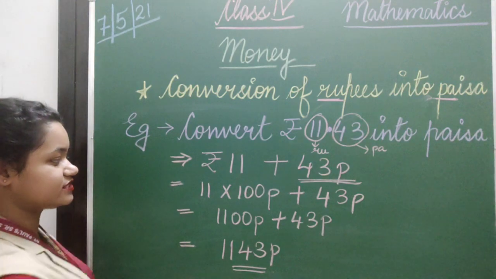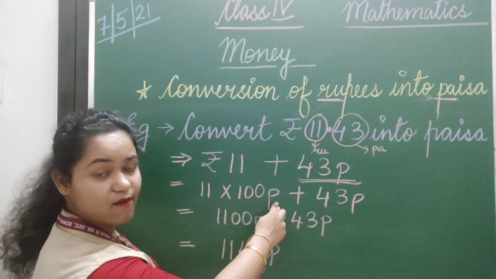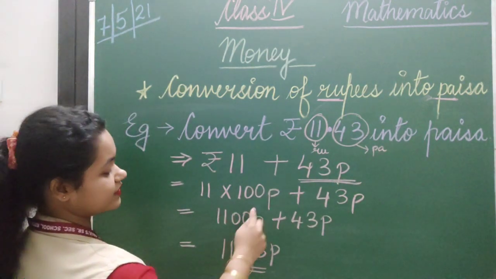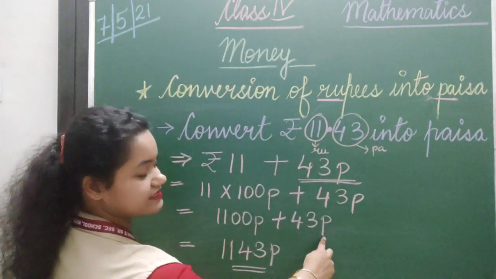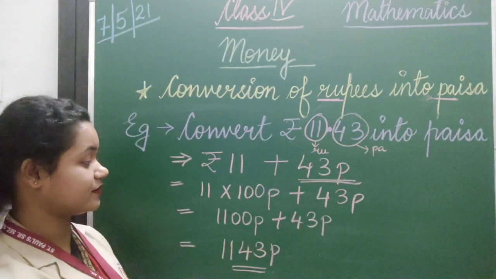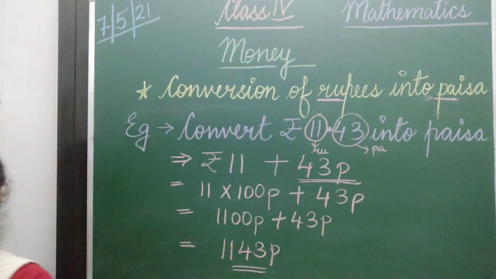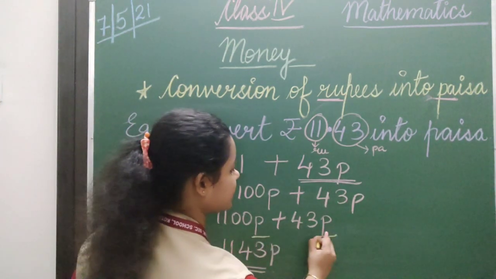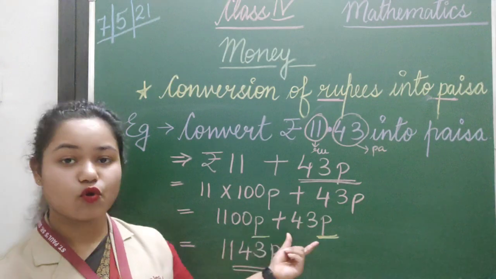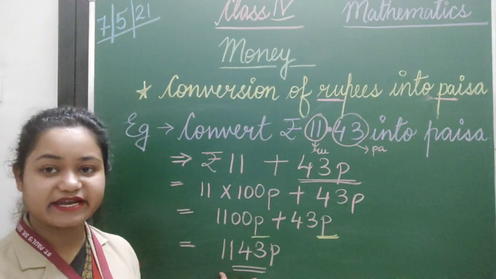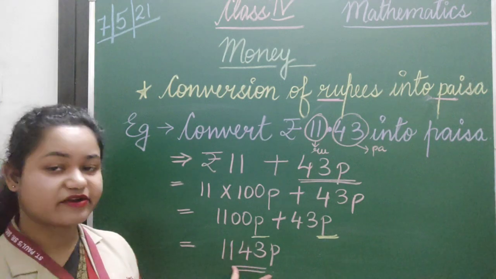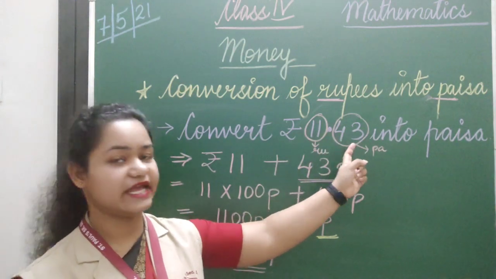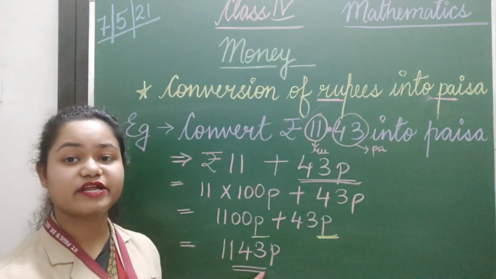So rupees 11 can be written as 11 into 100 paisa, and plus 43 paisa as it is. Next, 11 into 100 is 1100 paisa plus 43 paisa, which you copy down as it is. Then when both the quantities are in paisa, you can add these two quantities together and you will get the final answer, which is 1143 paisa. So rupees 11.43 is equal to 1143 paisa.